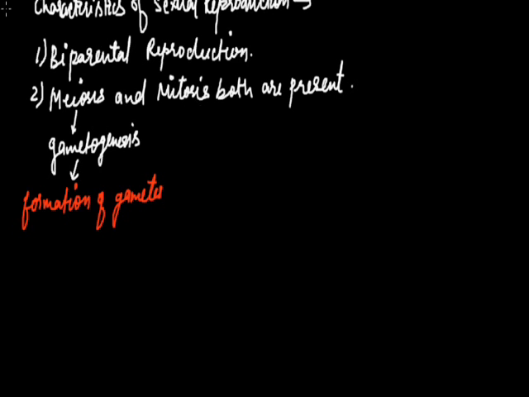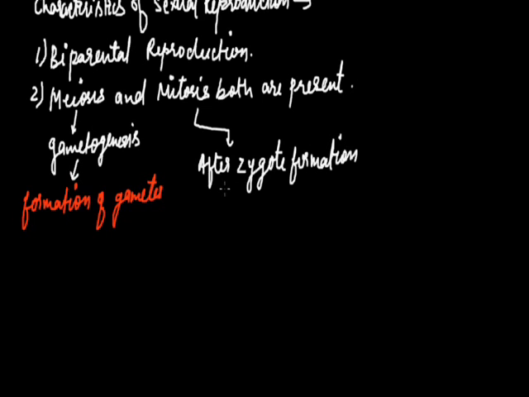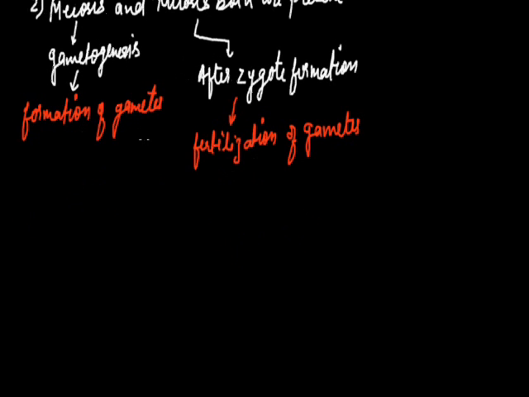While mitosis is present after zygote formation. And zygote formation occurs after fertilization of gametes. So this is the introduction of sexual reproduction.